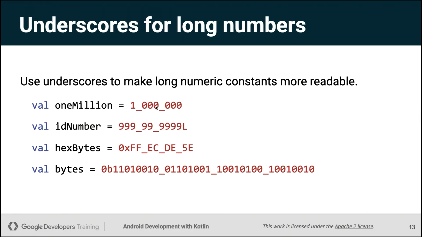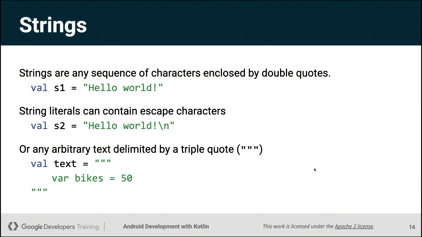So if we use underscore, it's not part of the number. It is just for appearance. If we use a suffix, this is converted to, in this case, long. And if you use 0x, this is hexadecimals. If you start with 0b, it's binary. But we will not use it. That's just from a slide.